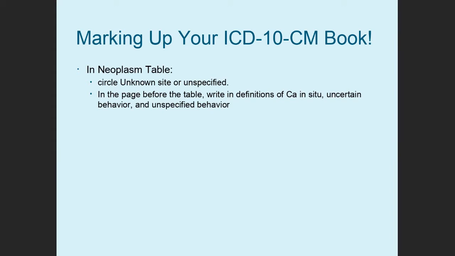Here are some suggestions on writing for the neoplasm codes. I would circle unknown site or unspecified. As I said, this is very often missed, and if it's circled, it will remind me, oh yeah, I need to do that. On the page before the table, you might want to write in definitions of carcinoma in situ, uncertain behavior, and unspecified behavior. So therefore, you don't have to find them. You don't have to go through your notes. It's right there in your book.